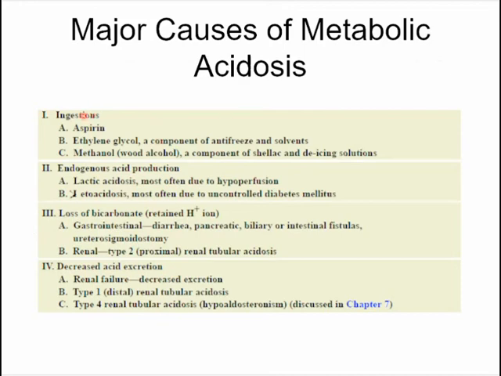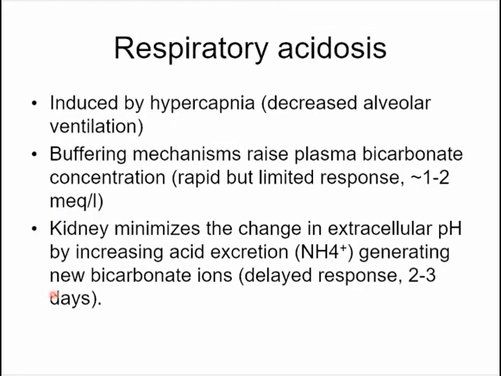This is listed in one of your textbooks, where you have ingestion of substances like aspirin, ethanol, and methanol that can lead to acidosis, or lactic acidosis, or diabetic ketoacidosis. Loss of bicarbonate, like in diarrhea in the GI tract, or pancreatic, biliary, or intestinal fistulas, or type 2 renal tubular acidosis, can also lead to loss of bicarbonate, leading to metabolic acidosis. Or you have decreased acid excretion: if you have renal failure, type 1 distal renal tubular acidosis, and type 4 renal tubular acidosis, hypoaldosteronism can also lead to metabolic acidosis.